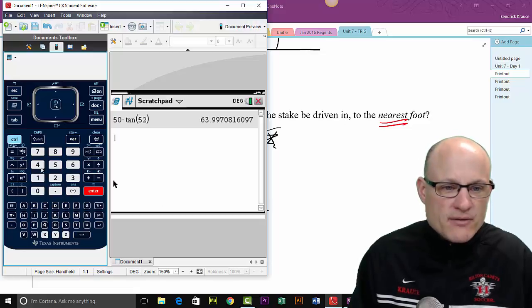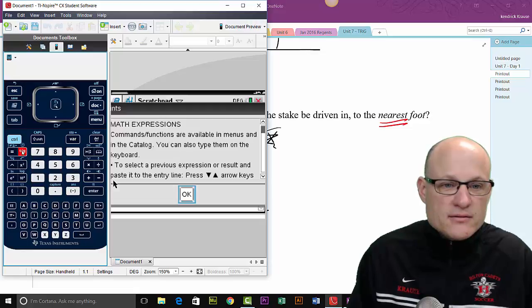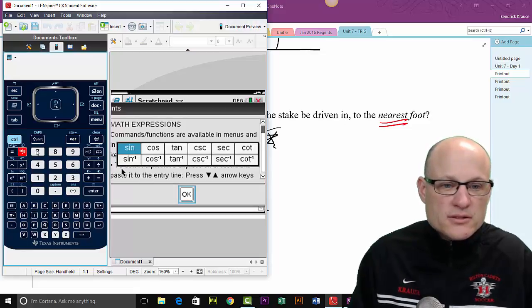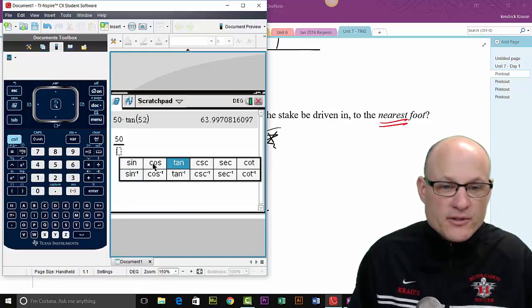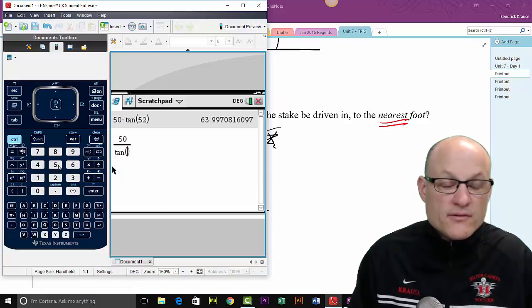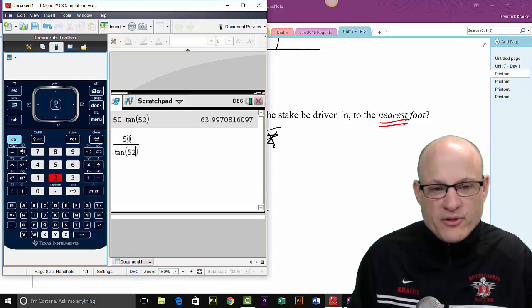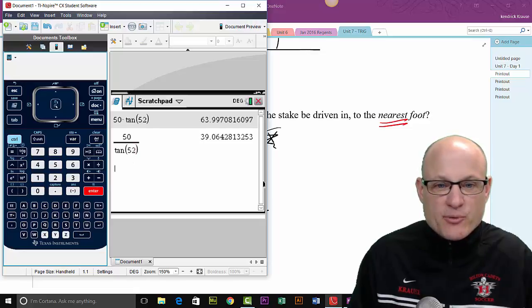That's not what I had. I had 50 divided by, I'm having a hard time, I just put it in wrong. 50 divided by tangent, okay, tangent 52. I love my computer, right? So this is what I had, 50 divided by tangent of 52, and I get 39.06.